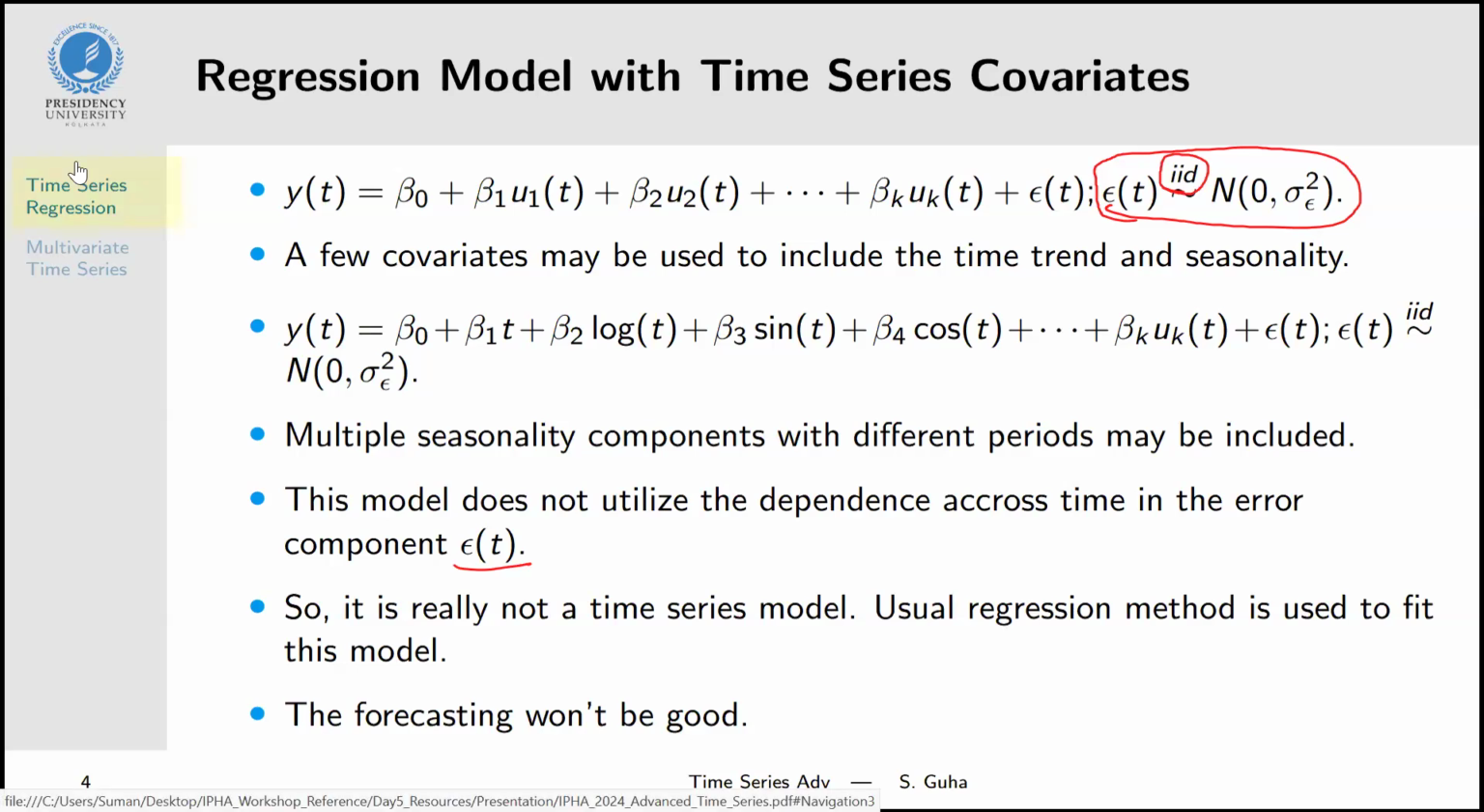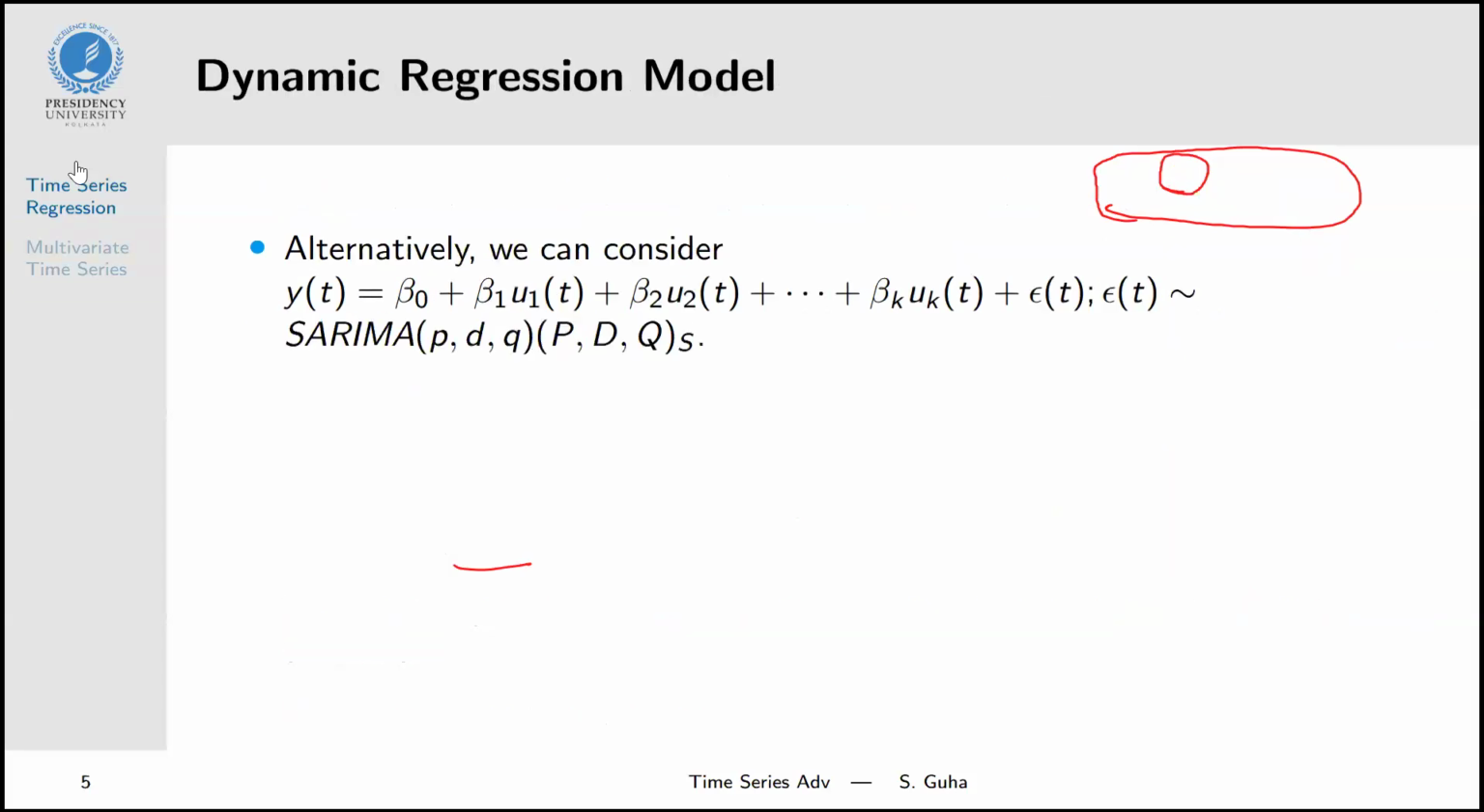And what are the time series models that we have seen? We have seen many different time series models like the AR model, MA model, then ARMA model, then even more general models like the ARIMA model and the SARIMA model. So you can consider such a model for this error part. Okay. So that is what is stated here.